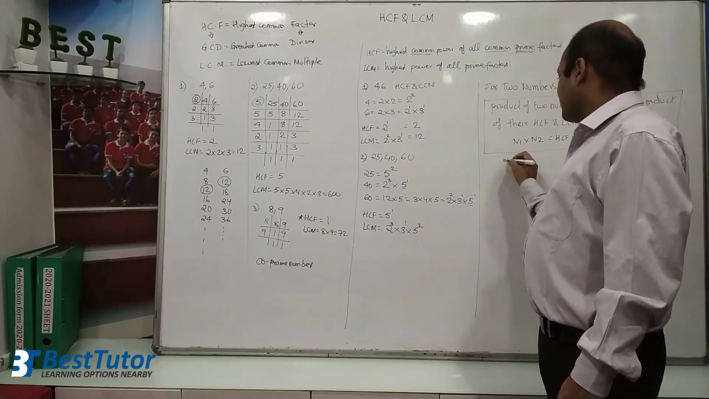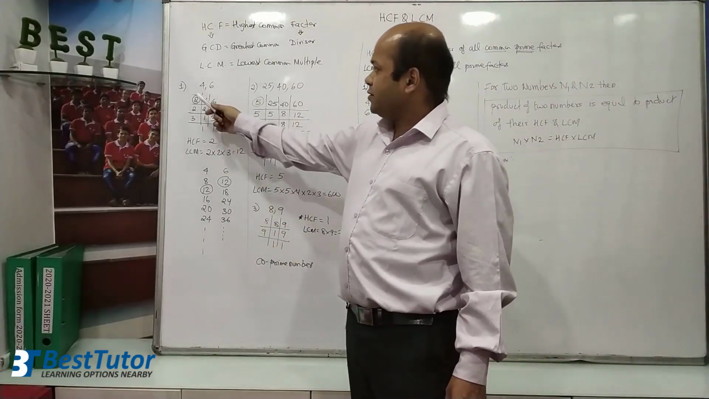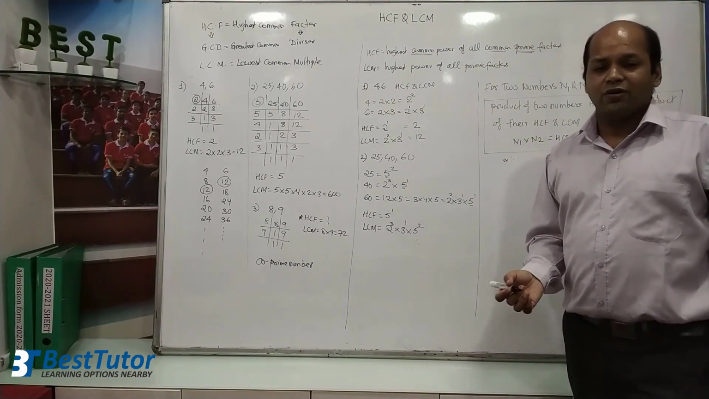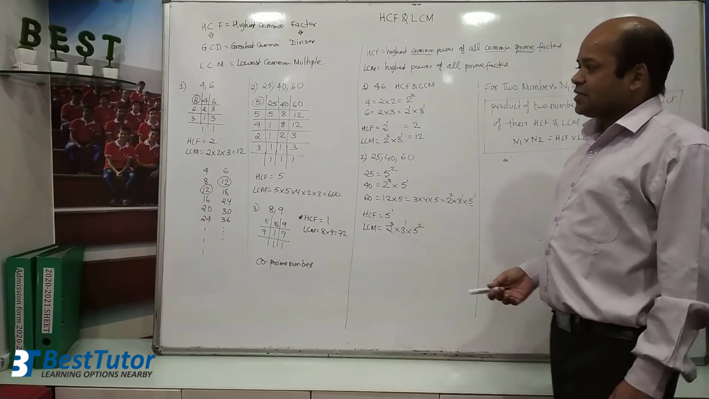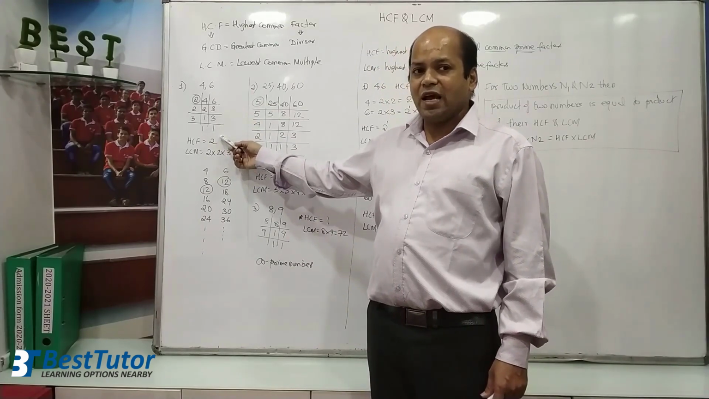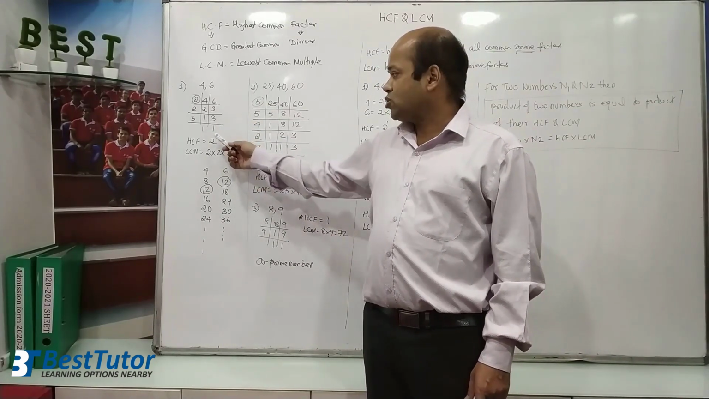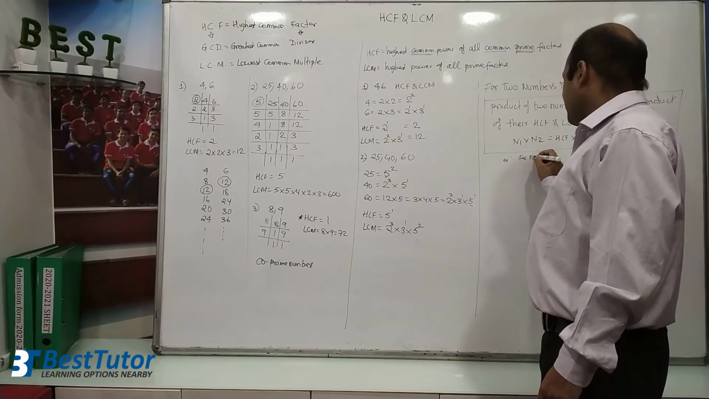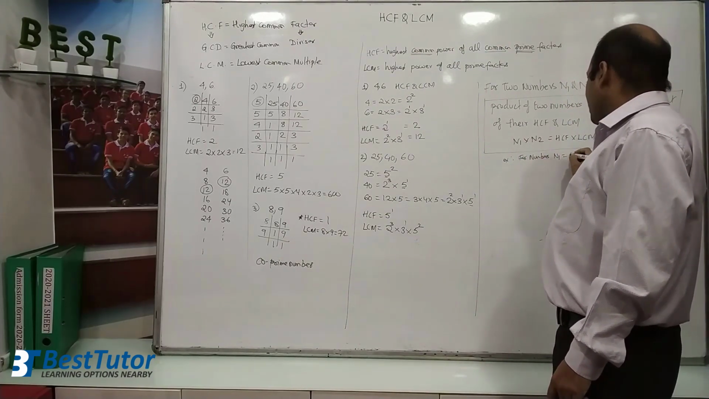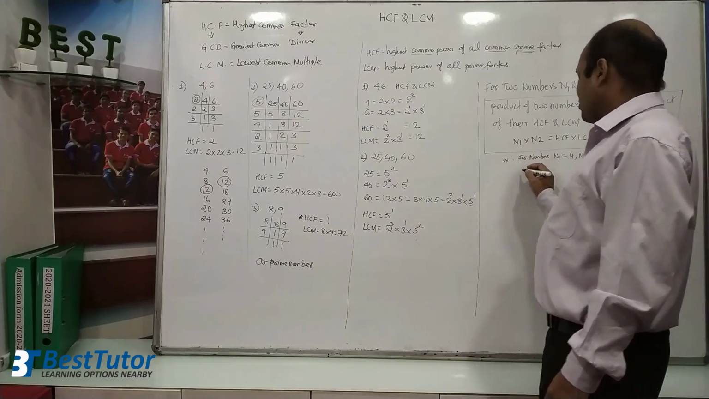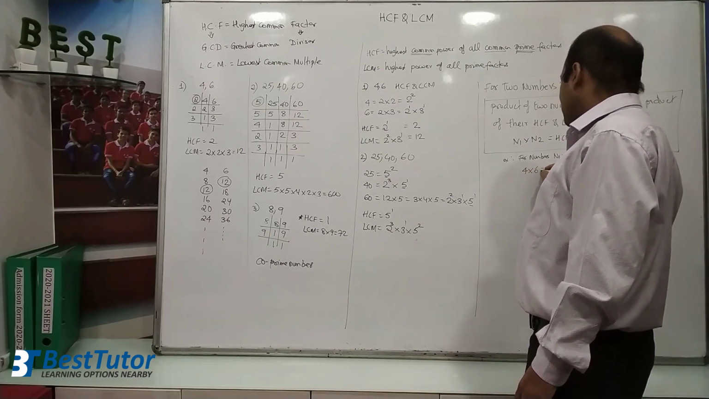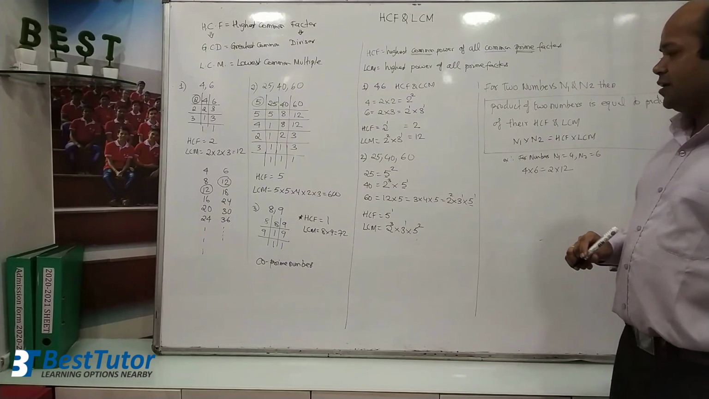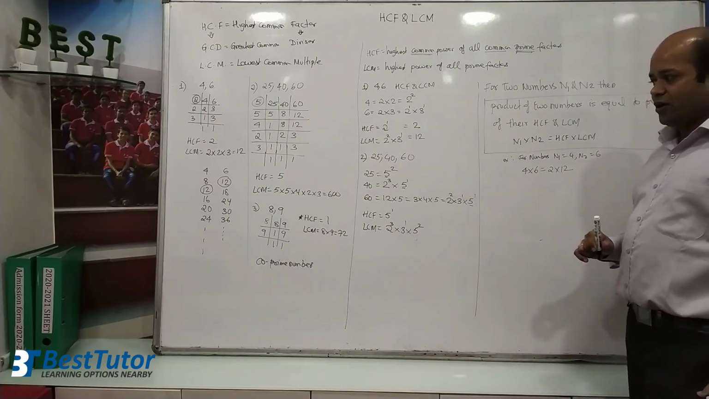I'll take an example. We have two numbers, 4 and 6. If I take the numbers as 4 and 6, what is the product? 4 into 6, 24. What is the HCF of 4 and 6? 2. What is the LCM? 12. What is 2 into 12? 24. So N1 equal to 4, N2 equal to 6, we got 4 into 6 is equal to 2 into 12. You should remember this. The product of two numbers is equal to HCF into LCM.